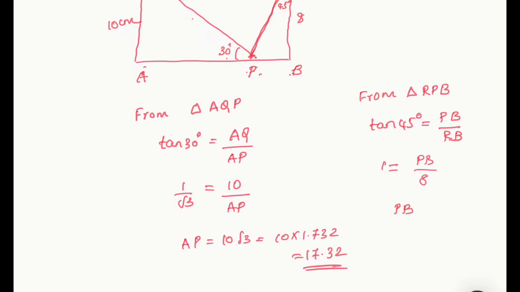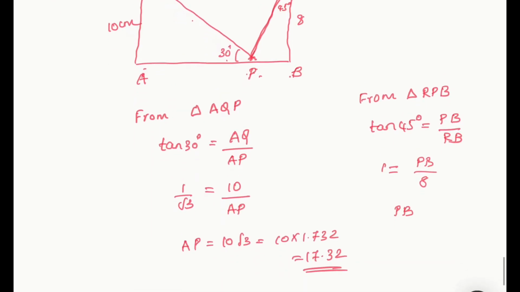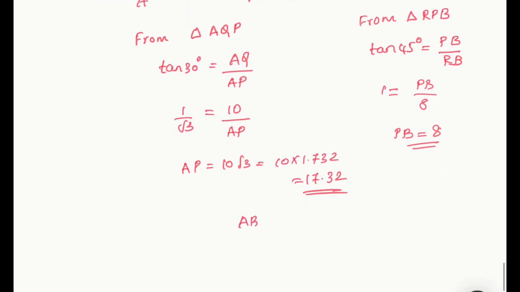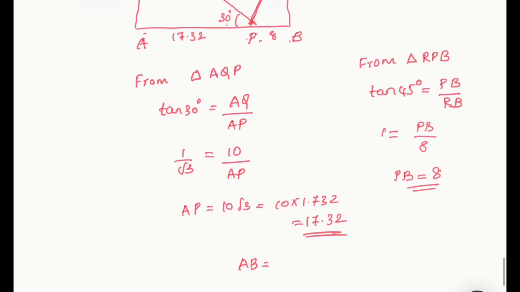PB is equal to 8. You have 8, right? So PB is equal to 8, and this is 17.32. You need to find the length of AB, right? AB is equal to AP plus PB, that is equal to 17.32 plus 8, that's equal to 25.32 centimeter.